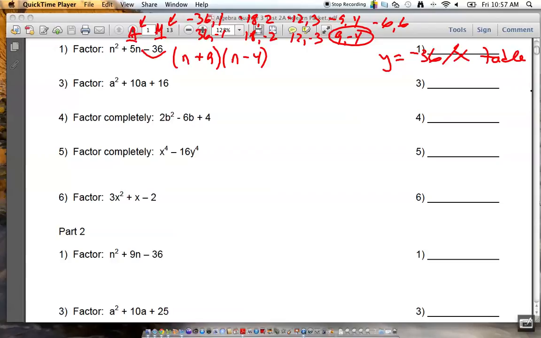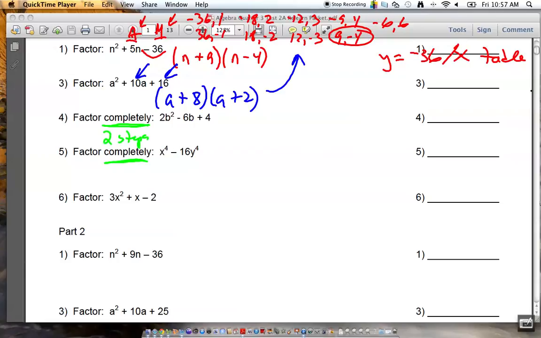Likewise, for factoring a squared plus 10a plus 16, I'm going to think what multiplies out to positive 16 and adds up to a positive 10, and that is positive 8 and positive 2. You can use the same process above, but again, we're getting to the point where I shouldn't have to talk too much about how to factor anymore, and you should go and watch that extra help on demand video all about factoring. Now, factor completely. Completely, which is for next numbers 4 and 5, always means 2 steps. So when you see factor completely, it's really telling you you're going to have to use 2 steps.